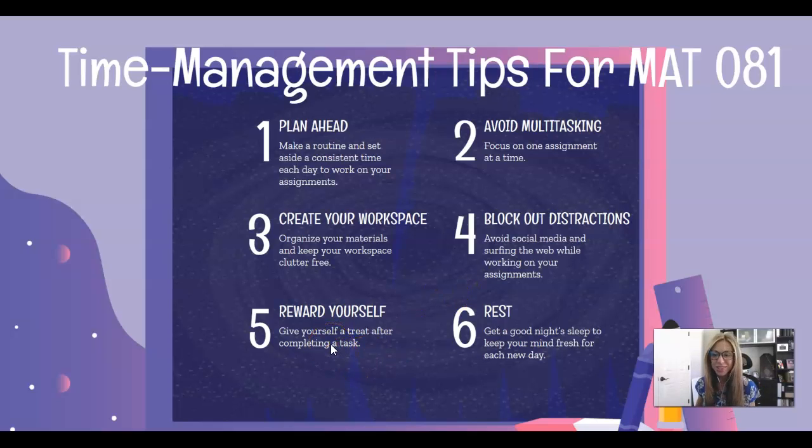Number 5, reward yourself. So let's say you work for 25 to 30 minutes straight on an assignment, then you can reward yourself with being able to check your phone, maybe go on Amazon, or maybe just get outside and go for a walk, take the dogs for a walk, have a snack, something to reward yourself for spending a good chunk of time on your assignments. 25 to 30 minutes of work, and then give yourself a little 5-minute break.